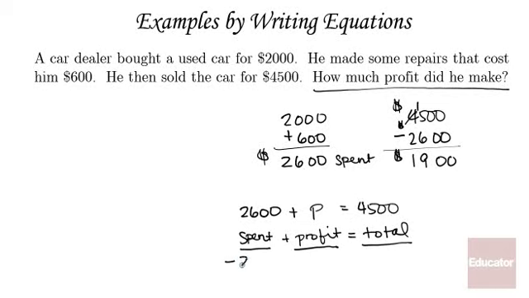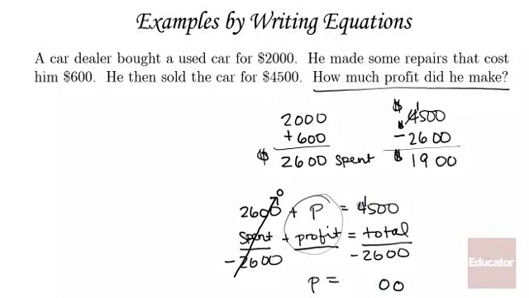Let's take out how much money he's spending, and that'll leave us with the profit. 2,600 minus 2,600 cancels out to 0. We're left with just finding out about his profit. P equals 0, 0, borrow here, 9, and 3 minus 2 is 1. So his profit equals $1,900.